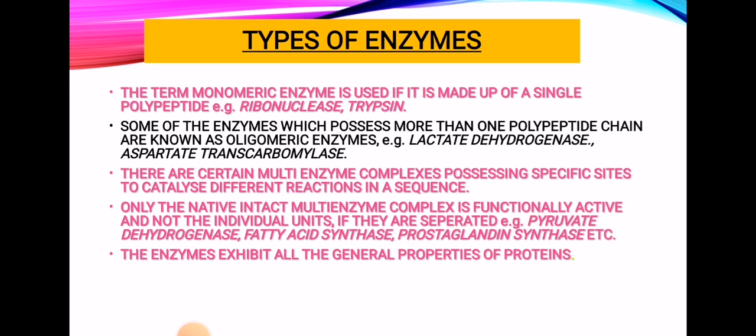There are certain multi-enzyme complexes possessing specific sites to catalyze different reactions in a sequence. Whenever you come to intermediary metabolism, like the citric acid cycle and fatty acid metabolism, you will definitely come across such big enzymes, that is multi-enzyme complexes, like the multiplexes you see in shopping malls. They have different kinds of active sites embedded in their quaternary structure. Only the native intact multi-enzyme complex is functionally active and not the individual units if they are separated. For example, pyruvate dehydrogenase enzyme complex, fatty acid synthase complex, prostaglandin synthase complex, etc. The enzymes exhibit all the general properties of proteins.